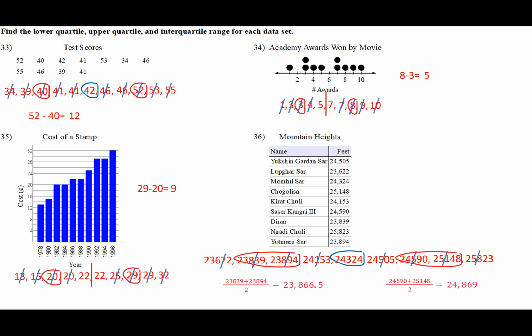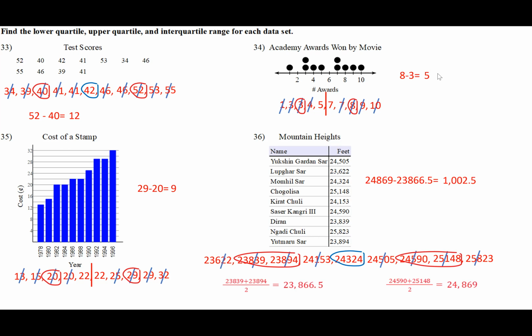So I see my lower quartile, I see my upper quartile, my interquartile range. I'm going to subtract those 2 numbers, 24,869 minus 23,866.5. They're big, but I'm using a calculator. You guys can use them too. My interquartile range is 1,002.5.